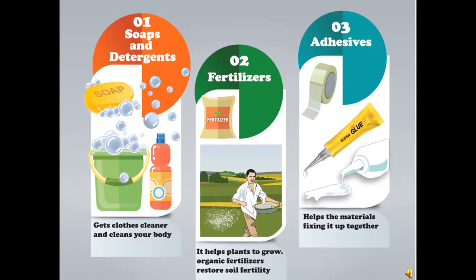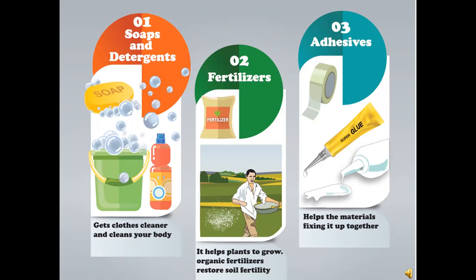The detergent molecules have two sides, one side water loving and the other water hating. The water hating side joins with the dirt and oil in the cloth, while the water loving side joins with the water molecules. When we agitate the cloth, the dirt is surrounded by many molecules and is taken away from the cloth. So the cloth becomes clean, and the dirt surrounded by the detergent molecules floats in the water, making it dirty. Second, fertilizers. It helps plants to grow.